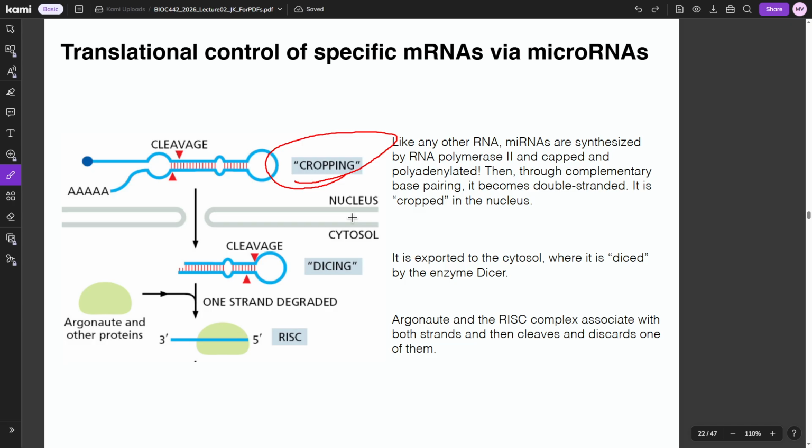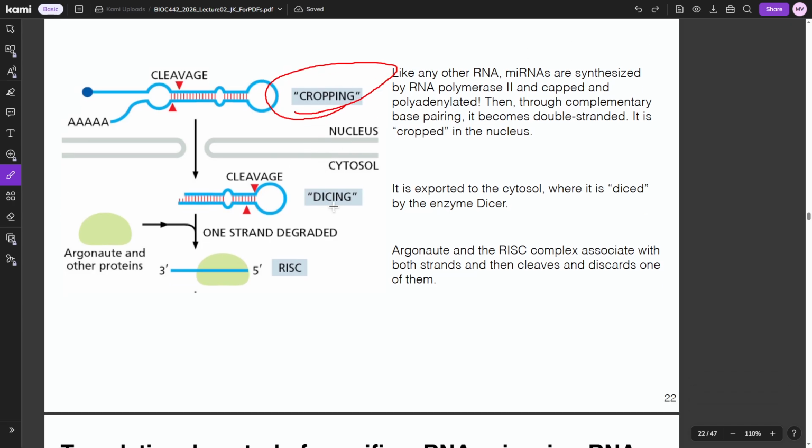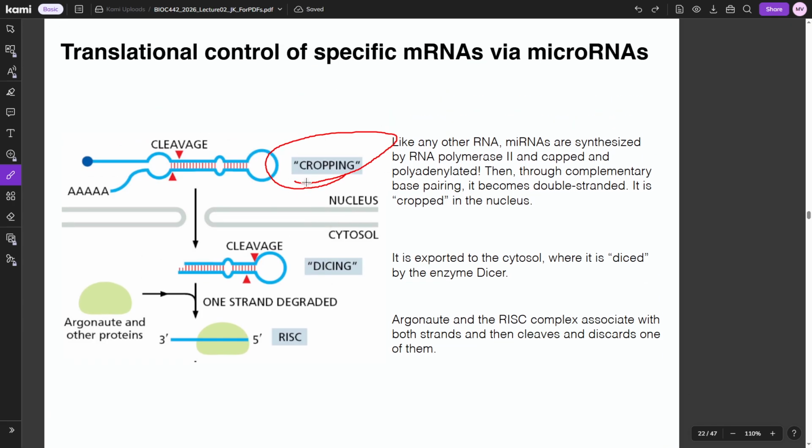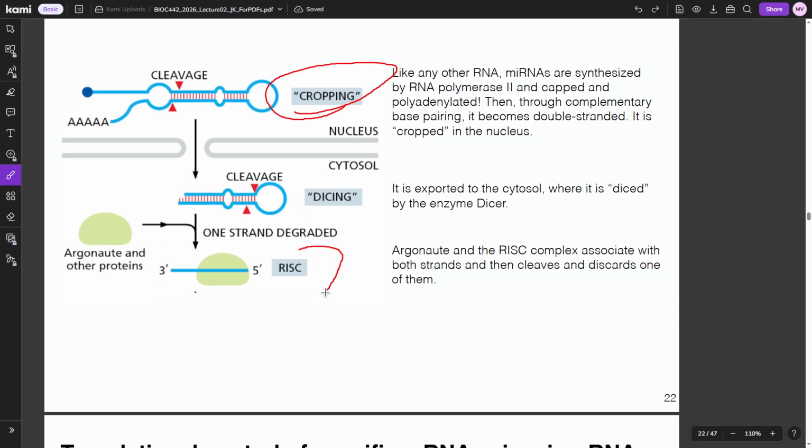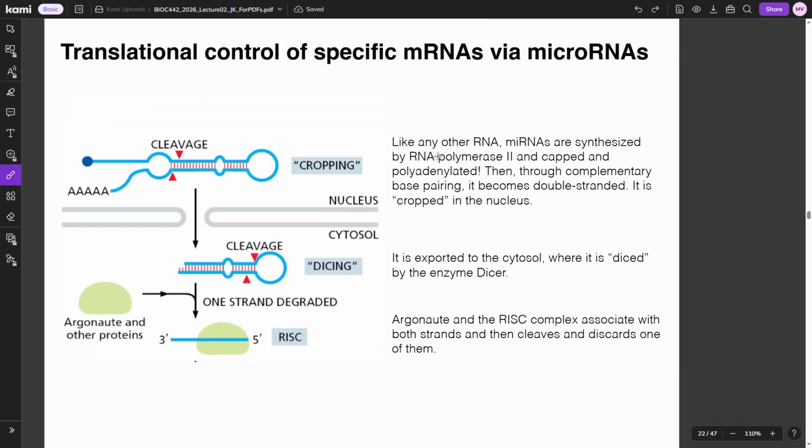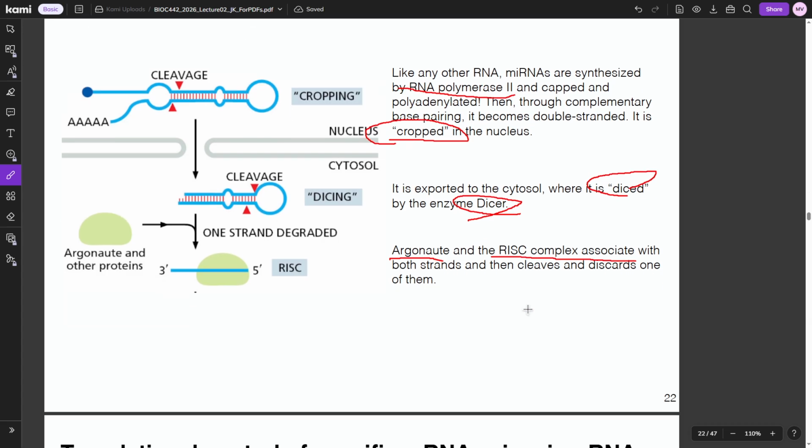Like I was saying, you do this, you dice it, then you attach it to argonauts, and you get these RISC complexes. And it kind of shows you here, microRNAs are synthesized by RNA polymerase II. They're capped and polyadenylated, then through complementary base pairing, it becomes double-stranded. It's cropped in the nucleus, exported to the cytosol, where it is diced by an enzyme, Dicer, and then Argonaute and the RISC complex associate with both strands and then cleave and discard one of them.